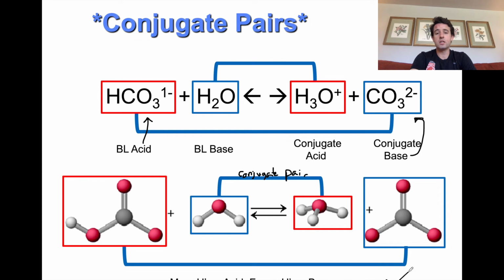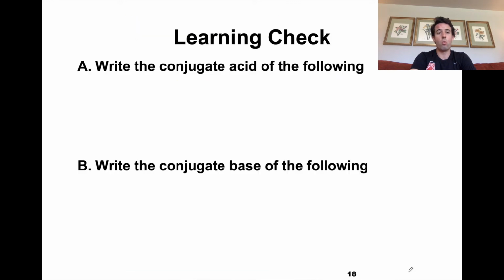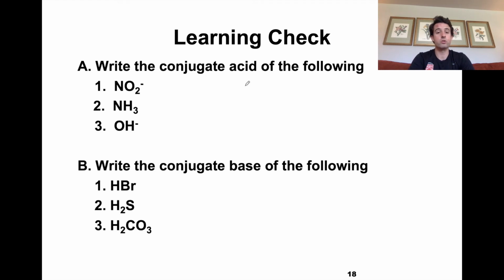Okay, here is a little time for a learning check. What I have for you guys is a total of 6 different chemicals. For the first 3, I want you to write what the conjugate acid would be. For the next 3, go ahead and write what the conjugate base would be. Go ahead and try these out.